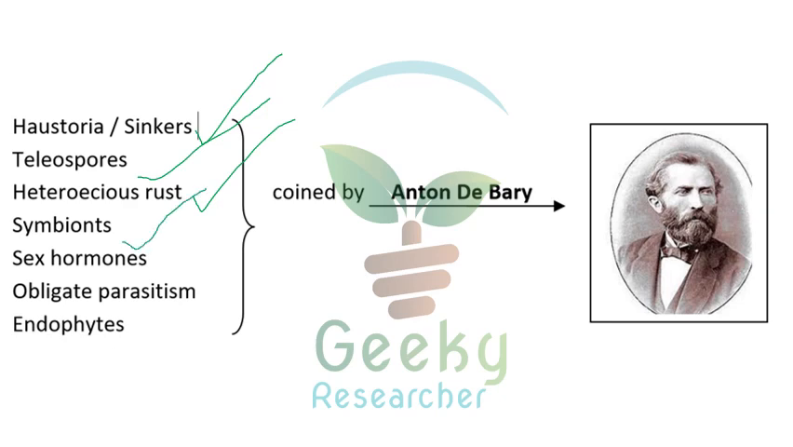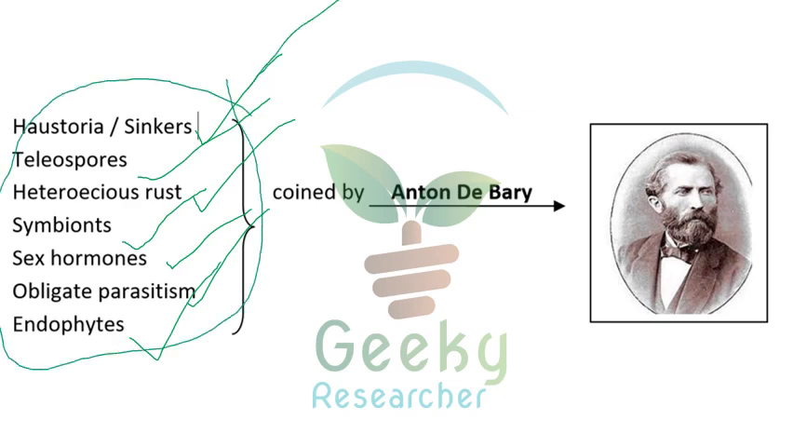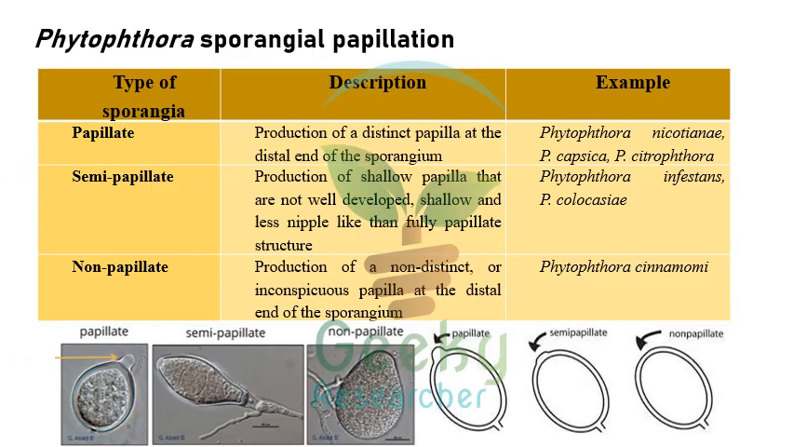Symbiosis or symbionts. Sex hormones, because sex hormones can be produced in fungi also. So fungi also produce some kind of sex hormone to attract gametes. So sex hormones, obligate parasitism and endophytes, all the terms are coined by Anton de Bary, none other than the father of plant pathology. Haustoria, teleospores, heteroecious rust, symbionts, sex hormones, obligate parasitism, endophytes, all the terms were coined by Anton de Bary.